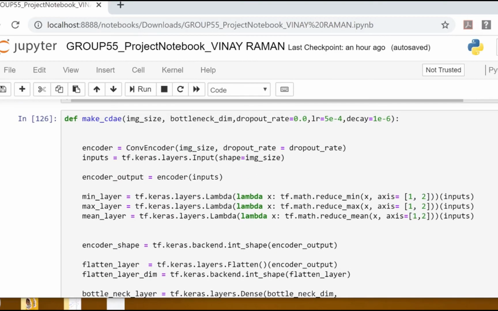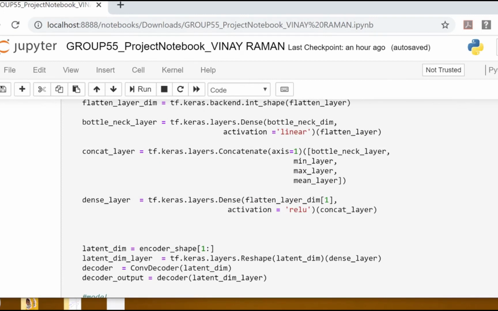In addition to the regular encoder-decoder network, we also have three layers which calculate the minimum, maximum, and mean pixel intensity of the image. These three values are concatenated to the bottleneck layer. The idea is that we're able to capture the flux parameter much better with this method.